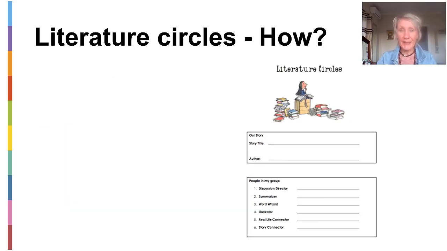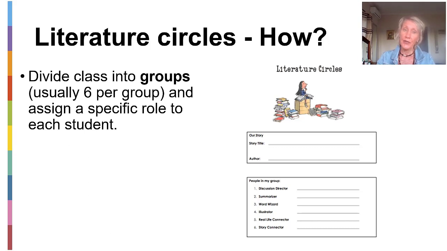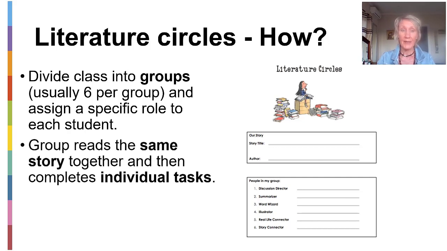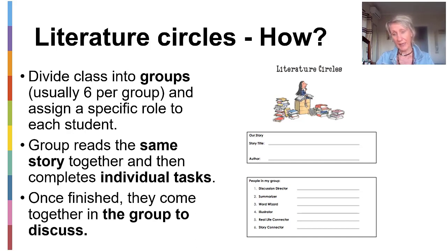So we're into reading circles and how they should function. If you look on the right, there's a poster there which says reading circles. This is where they put the name of their book, the date, all the information, and these are the different roles that they will assume. There are 6 roles. So you've got groups of 6 in your class, and each of those students will have a specific role. The group reads the same book, and then they complete individual tasks, and once they finish, they come together as a group to discuss that.